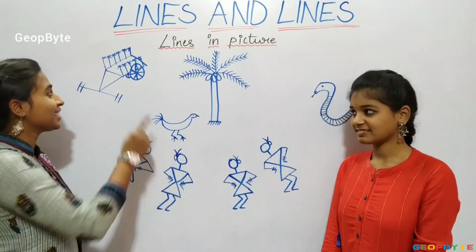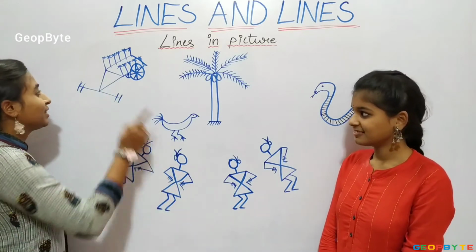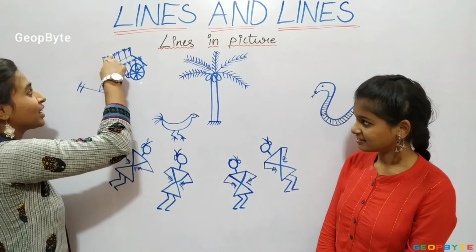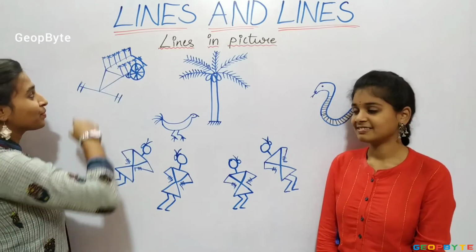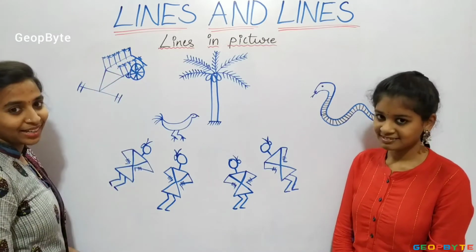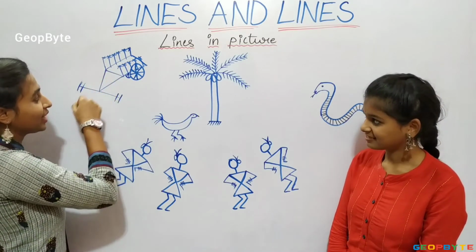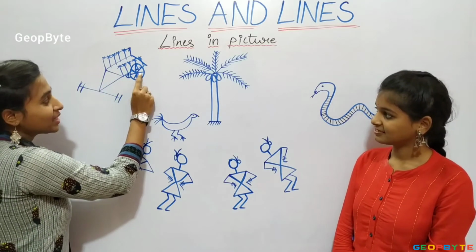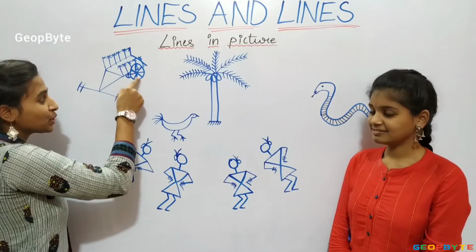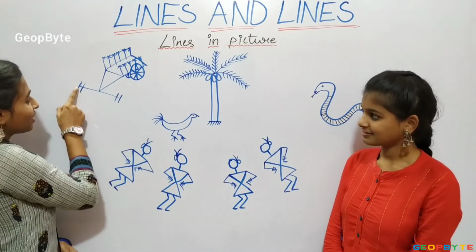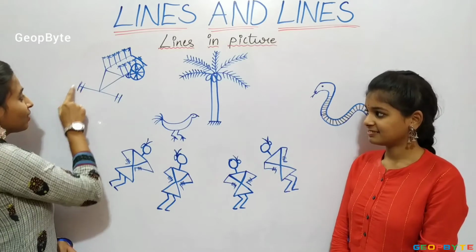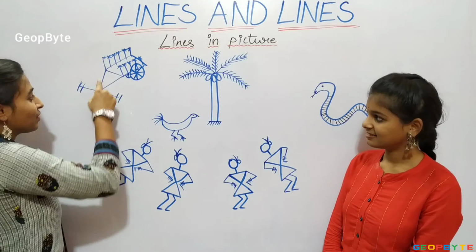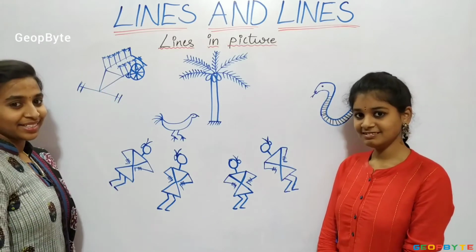Now let us see the bullock cart. There are combinations of different types of lines, like here all are slanting lines. These all are also slanting lines. This is a slanting line. This is a standing line. This is a sleeping line. These two are slanting lines. This is a slanting line. This two and this two are slanting lines. These two are slanting lines.